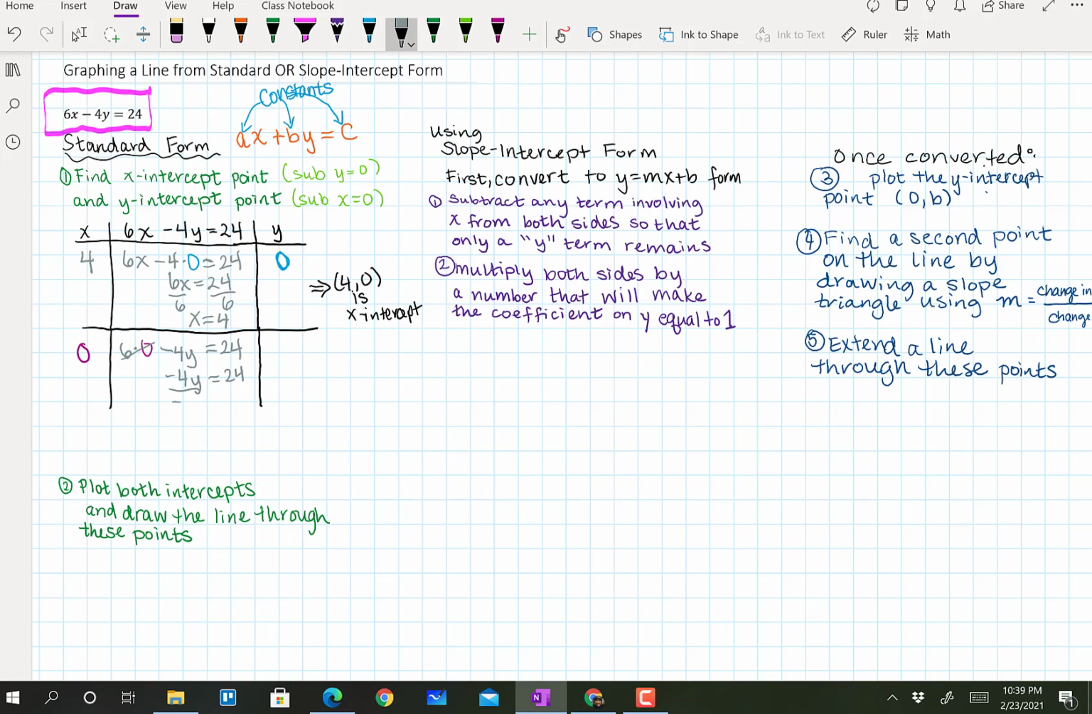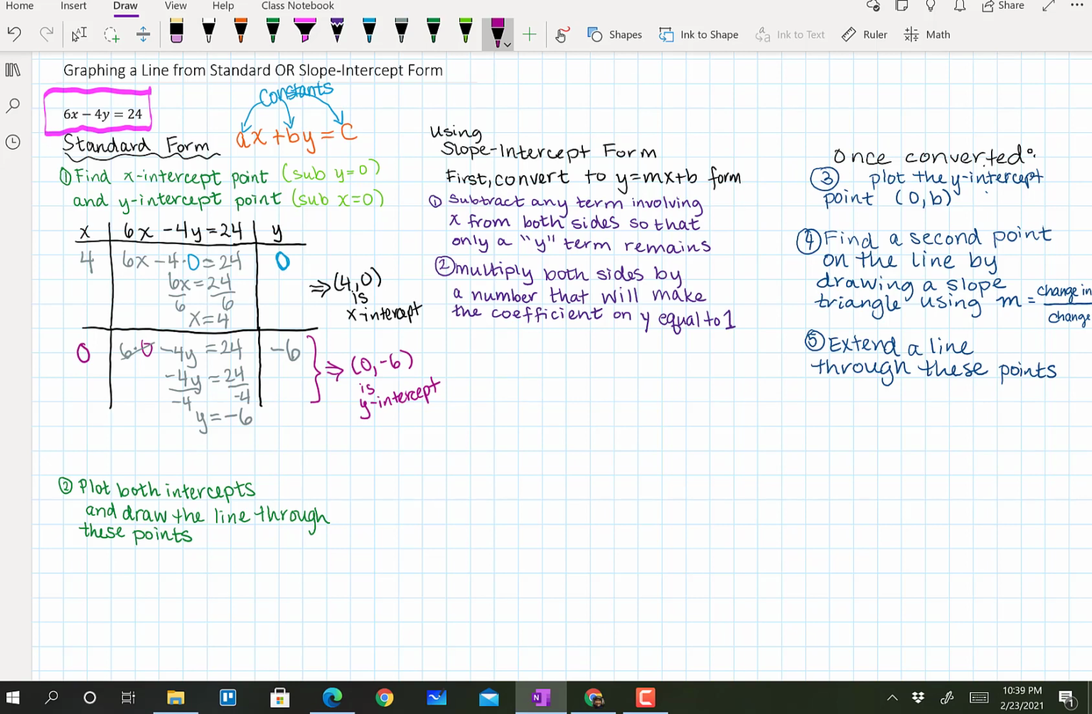When we divide both sides of this equation by the coefficient negative 4 on y, what we're left with is y equals negative 6, because 24 divided by negative 4 is negative 6. This gives us a second point, (0, negative 6), and this is the y-intercept.